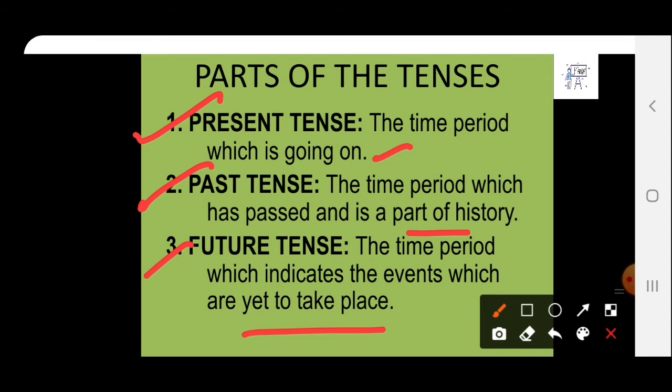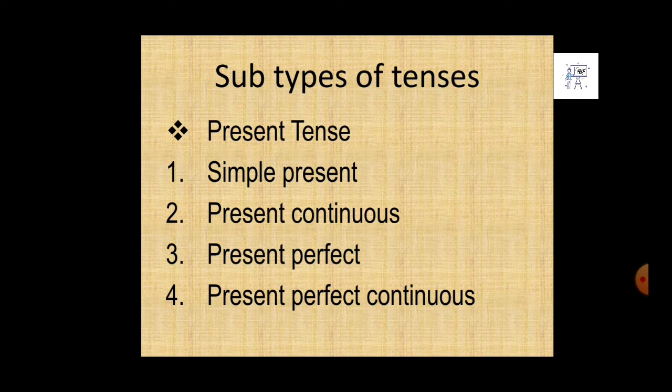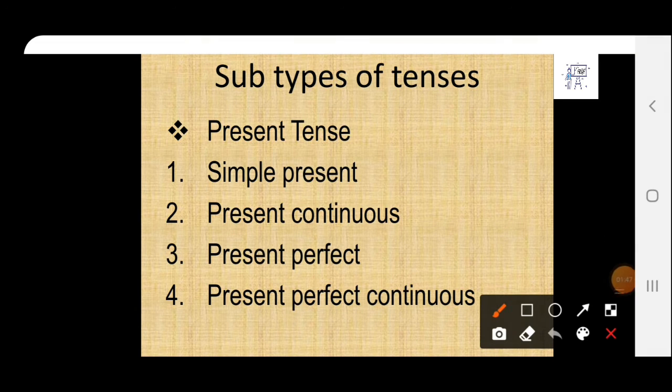Right? Now, I will tell you these parts of the tenses actually have subtypes also. Like here I have taken present tense, and the present tense has four subtypes. First is simple present, which is also known as indefinite tense. Why is it called indefinite? We will discuss it. Second is present continuous. Third is present perfect. Fourth, present perfect continuous.